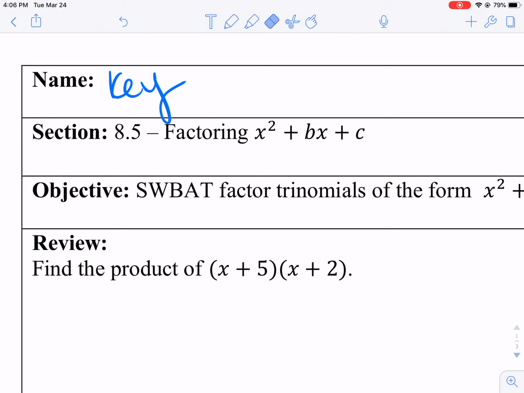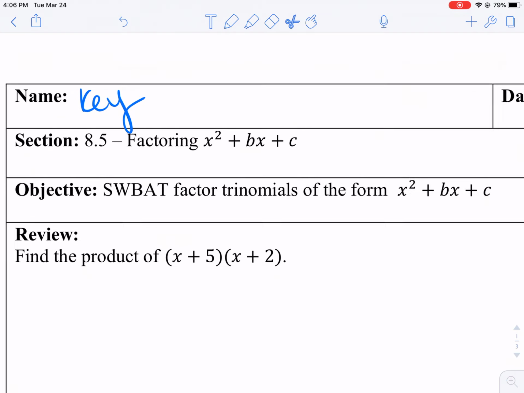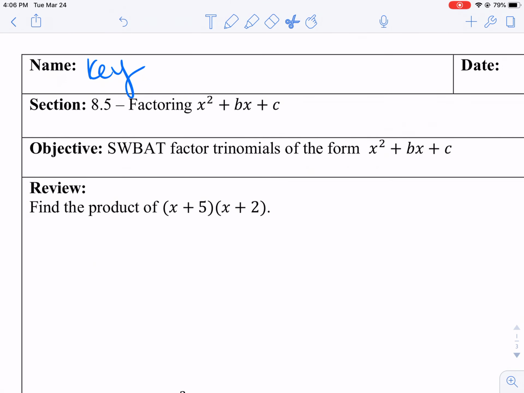Today we will be factoring x squared plus bx plus c. Now I've got a very short trick for you, so hopefully these notes will also be very short. By the end of the day, you will be able to factor trinomials of the form x squared plus bx plus c. Before we factor trinomials, let's go ahead and make one first.